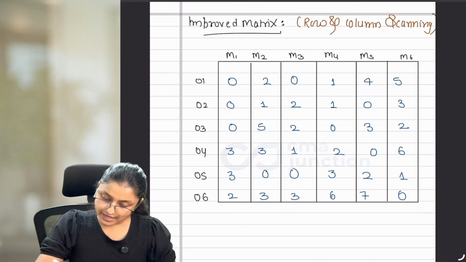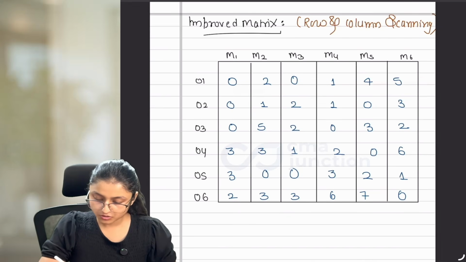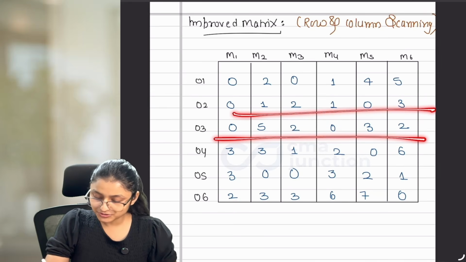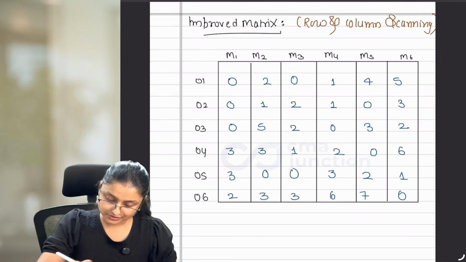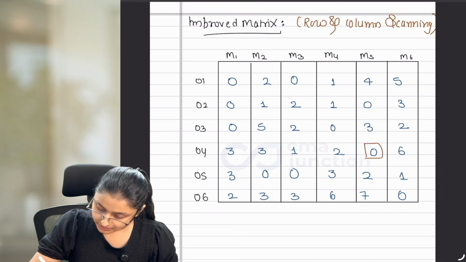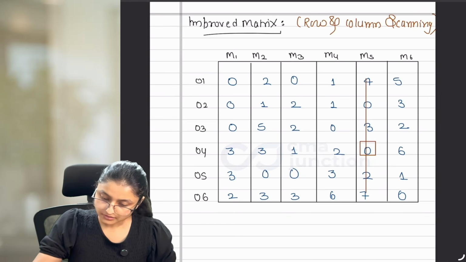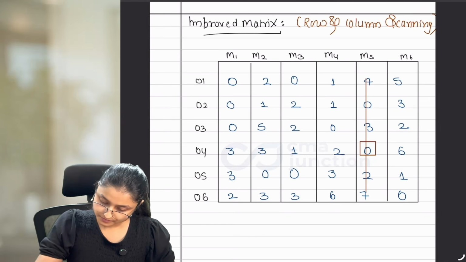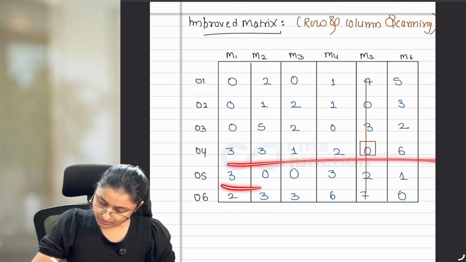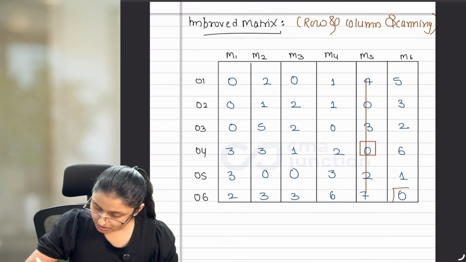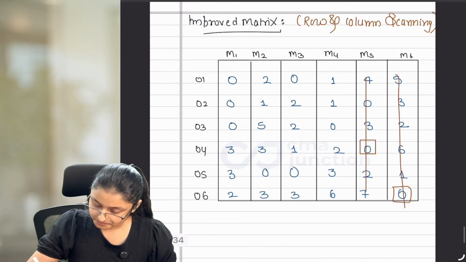Now as we have 2 zeros, skip this row. Here also we have 2 zeros, skip this row. Here also we have 2 zeros, skip. Next we have 1 0, mark it and cut the column. Now after this is done. Here we are having 2 zeros, skip. Here we have 1 0, mark and cut the column.